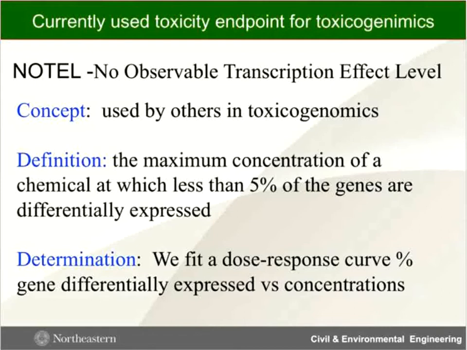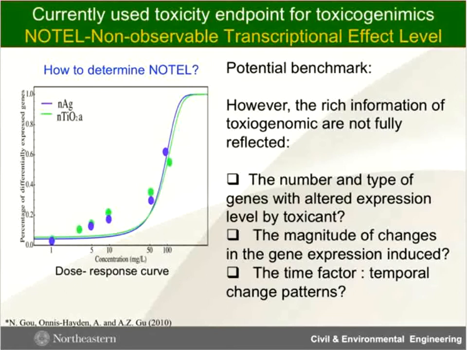Then we have to develop a dose response curve. And how do you do that? I'll show you a typical curve. The x-axis is the dosing concentration, and the y-axis is the percentage of genes that have changed. As simple as that. It doesn't matter which gene turns on or how much it's on. It just says, of the whole library of 2,000 genes, what percentage has changed. That's it. And interestingly, most people found there is some sort of dose response associated with the percentage of genes turned on. And with that, people determine NOTEL.